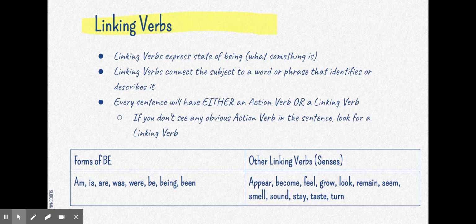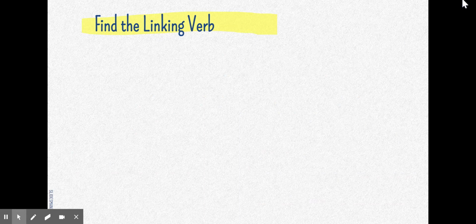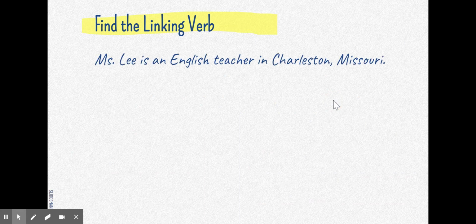So all you have to do is memorize this list. These are the only linking verbs that exist. If it's not on this list, it's not going to be a linking verb. So keep this list handy because it will be very helpful when you're trying to find linking verbs. So let's practice finding some linking verbs.